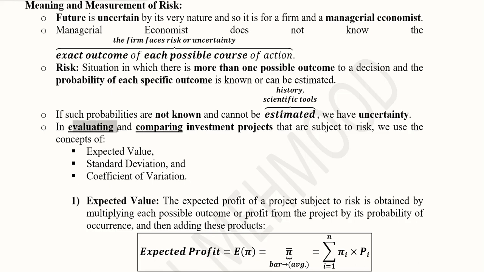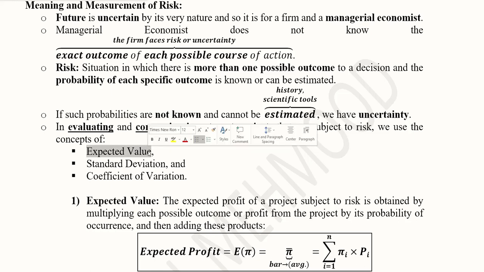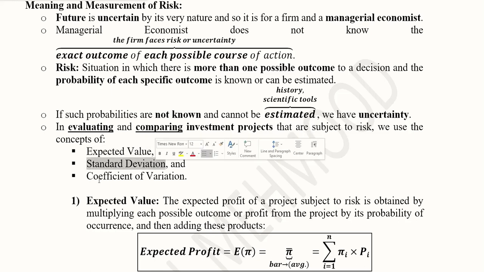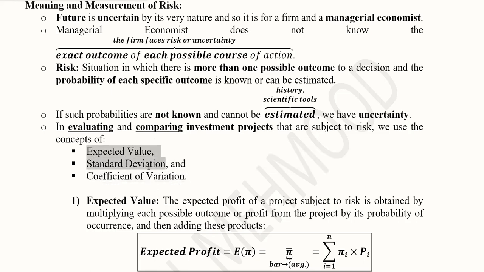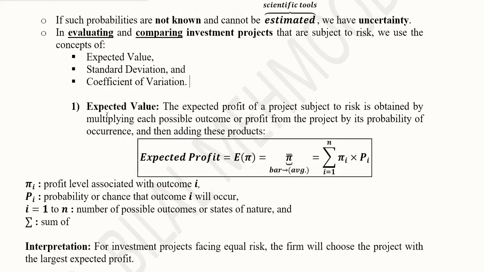This is why in the process of evaluating and comparing investment projects, we use these concepts. There are three tools that we can use to assess risk and uncertainty. The first is known as the expected value, the other is the standard deviation, and the third is the coefficient of variation. The good thing is that all three of these are based upon simple mathematical and statistical tools. So let us see how we can understand these three measures.